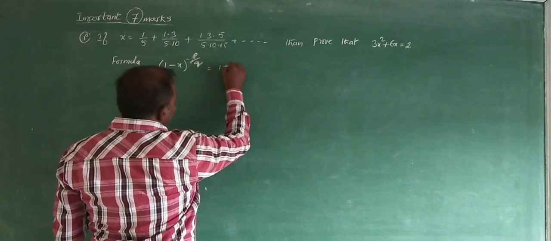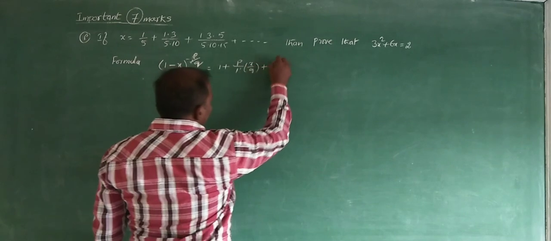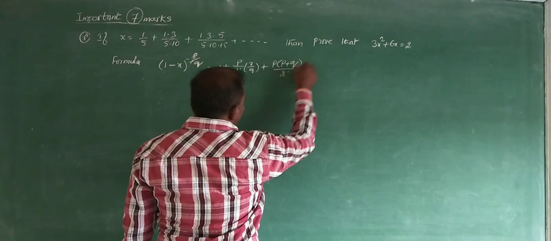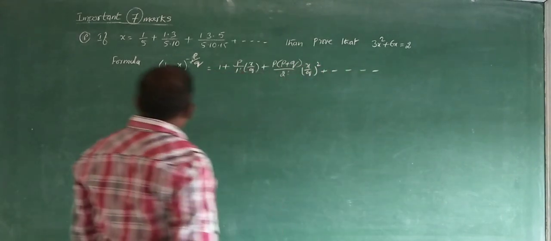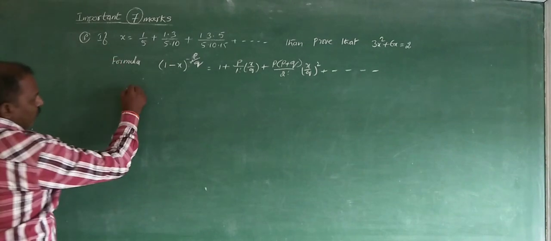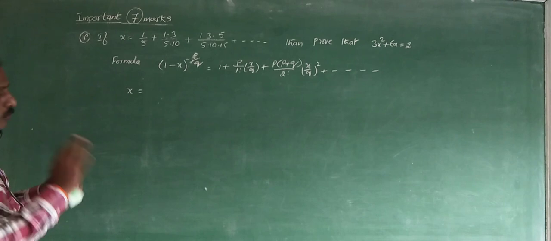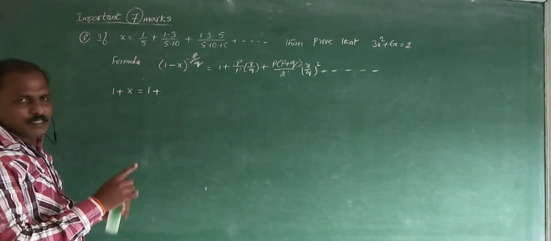So it is 1 plus p by 1 factorial into x by q, p into p plus q by 2 factorial into x by q whole square and so on to infinity. Okay. Now let us take the x value. How can I write x? First of all, add 1 on both sides. Right. Our problem is solved here.